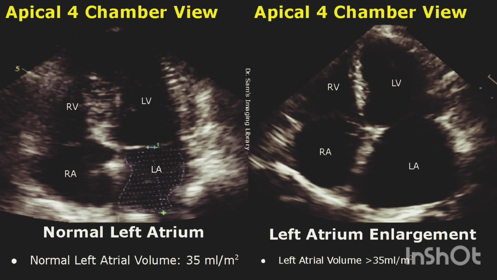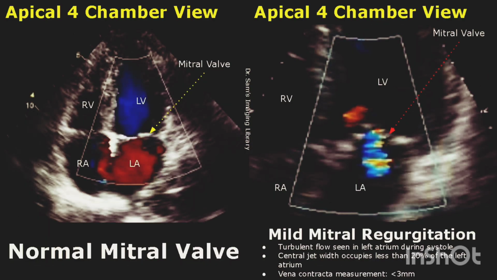Now we will discuss heart valves. Starting with mitral valve. Here is the mitral valve in apical 4-chamber view with color Doppler applied. The flow is smooth. No color mixing or turbulence is seen.